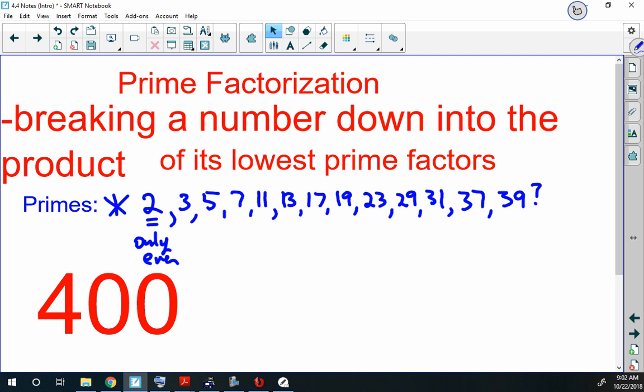What about 51? We don't know about that one. We got 17. 51 is divisible by 17. Yeah, and we're going to talk about those divisibility rules in a minute.